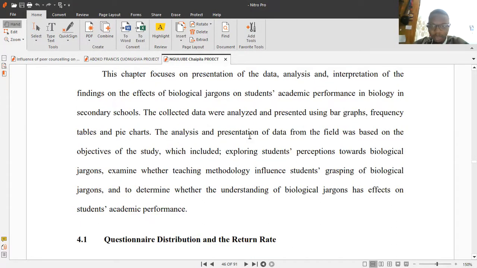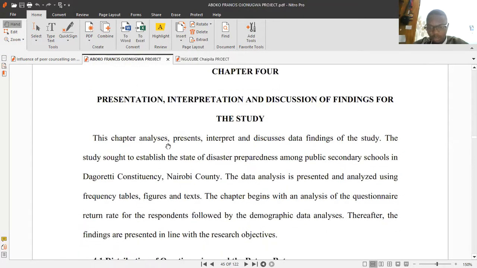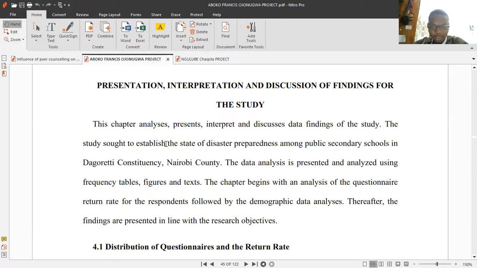And then if we go, let me see, here the knowledge represent data field based. Here it does not say how it is going to present the data, but if you look at the one of Francis, let's see if we can also look into that. Aboku 2019. Let me see. Right. So the data analysis is presented and analyzed using frequency tables, figures, and tests.